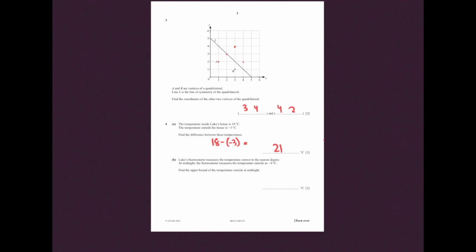Then it says a thermometer measures the temperature correct to the nearest degree. At midnight, the thermometer measures the temperature outside as -6. Find out the upper bound of the temperature outside at midnight. So guys, nearest degree means what? 1 upon 2, that's 0.5. So what will be the upper bound of -6? -5.5. And the lower bound will be -6.5. So my final answer will be -5.5.